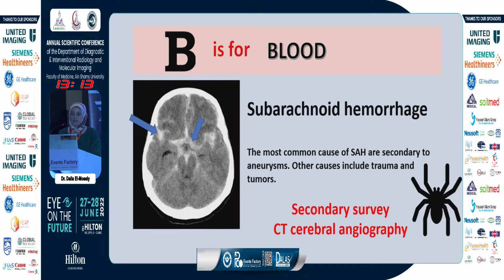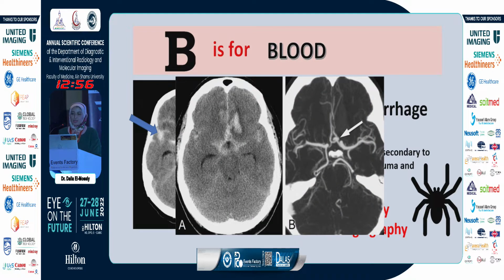In subarachnoid hemorrhage, the blood, the hyperdensity within the brain sulci, gives a spider appearance. The common cause of subarachnoid hemorrhage is secondary to ruptured aneurysms. Other causes include trauma and tumors. Therefore, a secondary survey with CT cerebral angio is a must. Here is a case of subarachnoid hemorrhage, and in CT cerebral angio, it showed a ruptured aneurysm.